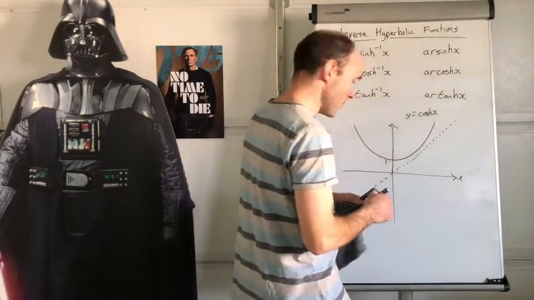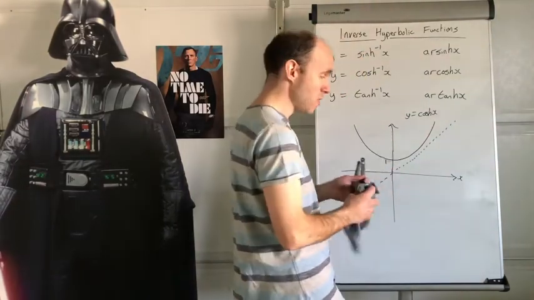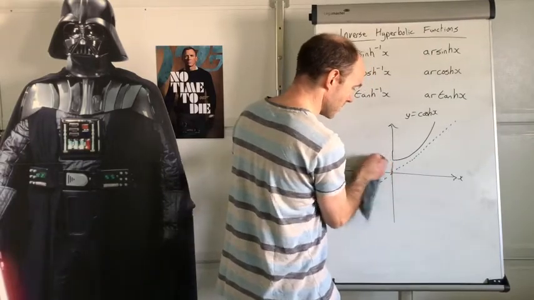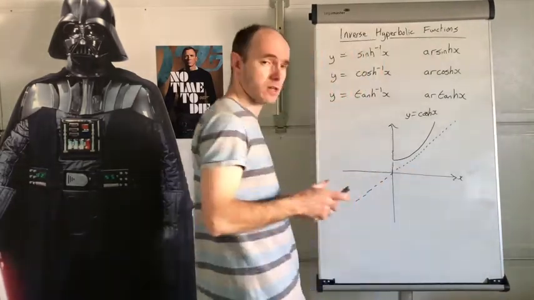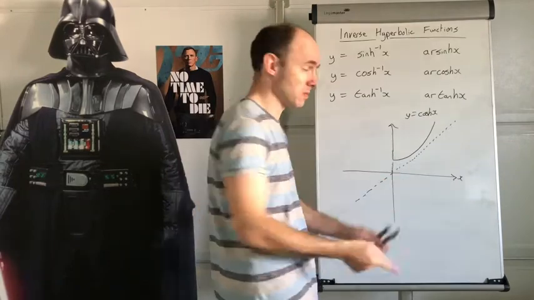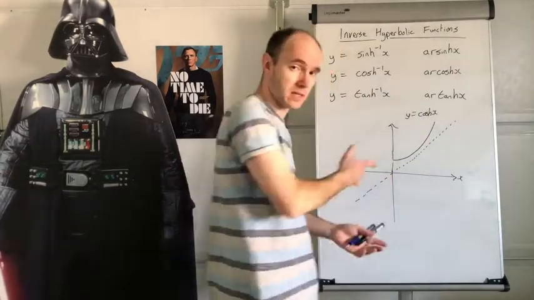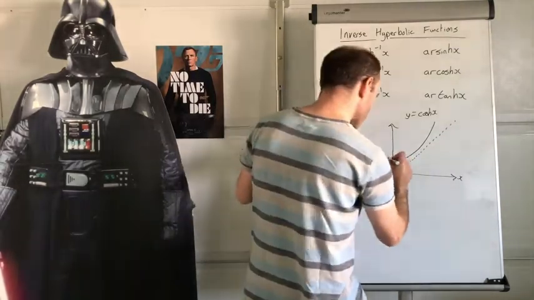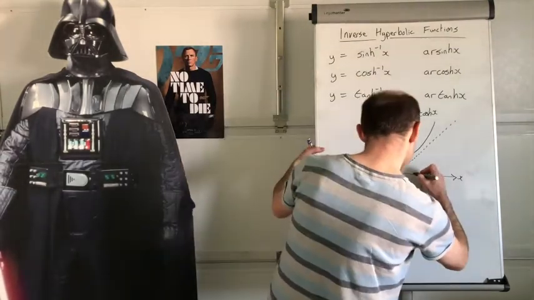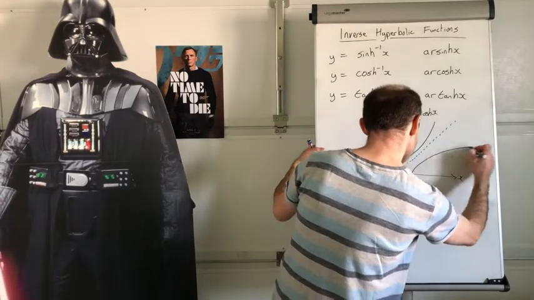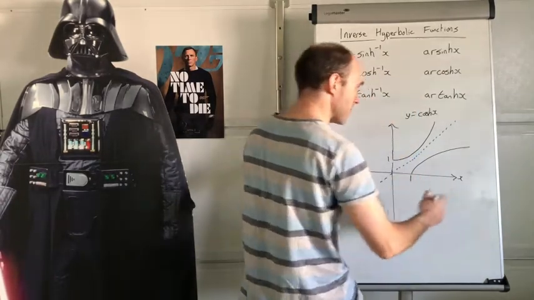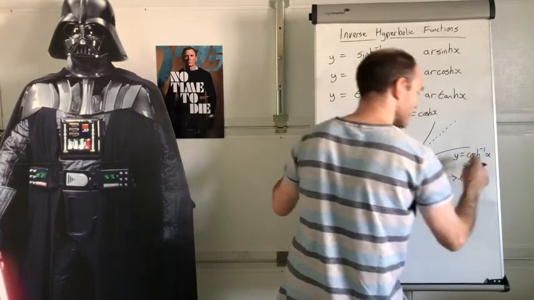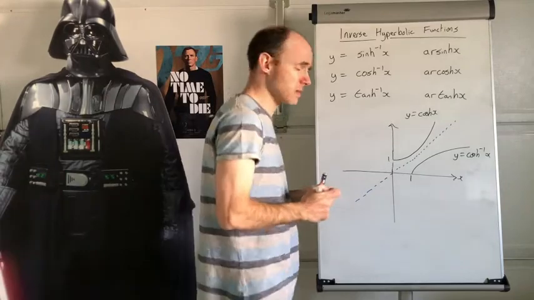Remember, inverse functions only exist for one-to-one functions. So these definitions of functions are really important, aren't they? The inverse function only exists for a one-to-one function. That was not one-to-one, was it? So we've got to get rid of that bit to make it one-to-one. Then we reflect that in the line y equals x, and it looks something like this, where the x-intercept there is 1. That's the graph of y equals arcosh x. I still prefer writing it like that. So that's how you do that.